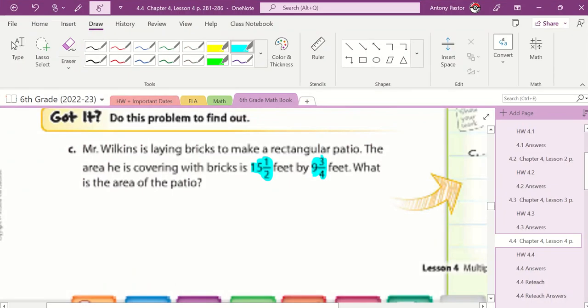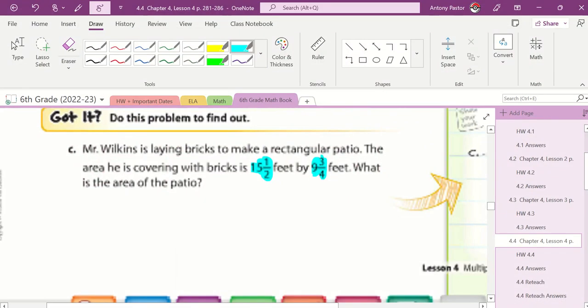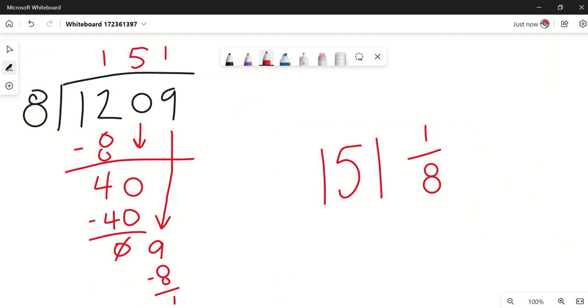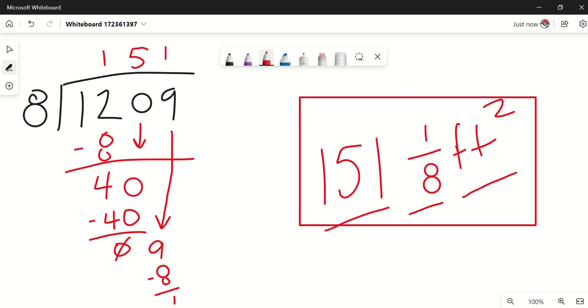And going back to the original problem, we're talking about feet, and since it's area, we are going to say that Mr. Wilkins' patio is going to be 151 and 1/8 feet squared, or square feet. His patio will be 151 and 1/8 square feet, or feet squared. And that is our answer. And that is probably the hardest one. Again, if you need to go back and pause and rewind, go for it. I know that was a lot.